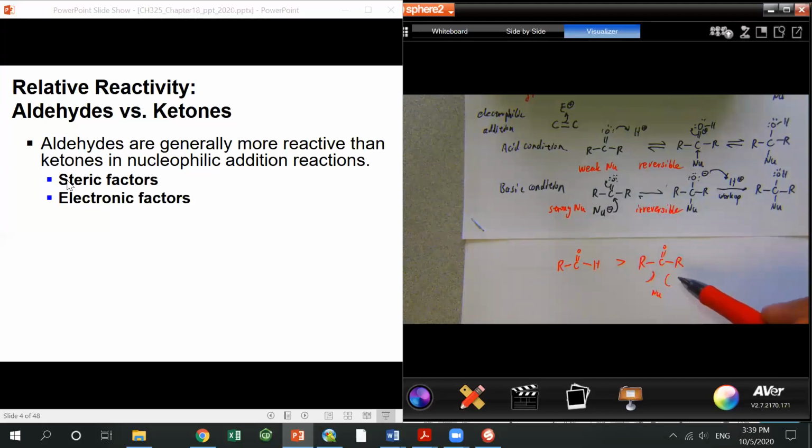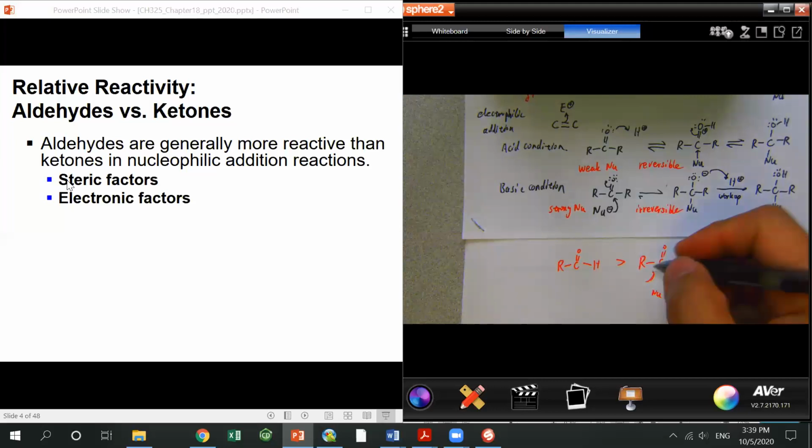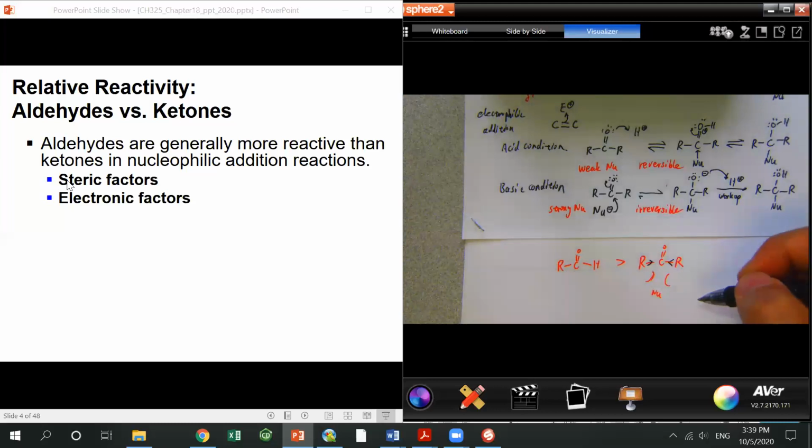Another reason is electronic factors. Remember in the previous chapter we said an alkyl group is a weak electron-donating group. It can donate electrons into the central carbon, which makes the carbonyl carbon not so electron poor, not so electron deficient. If it's not so electron deficient, it is less likely to be attacked by a nucleophile, because nucleophiles like positively charged species.